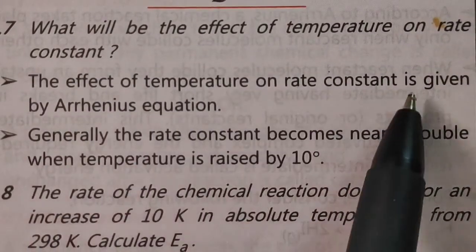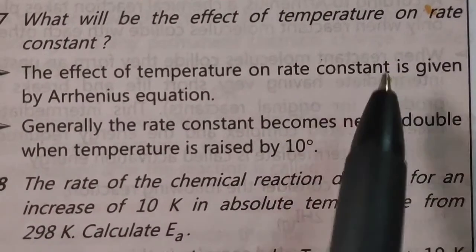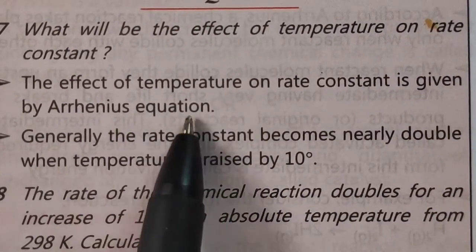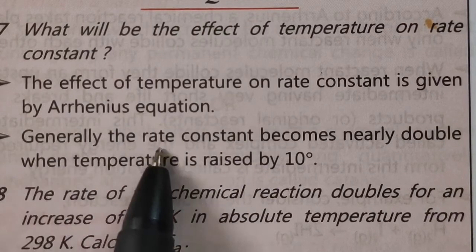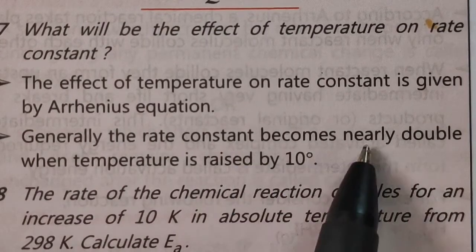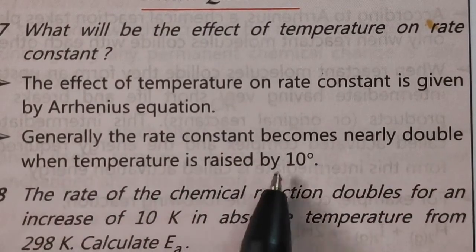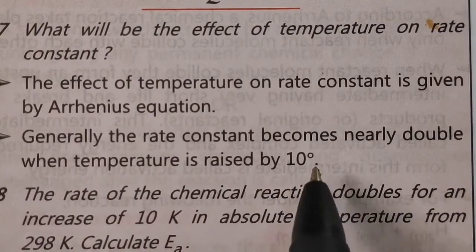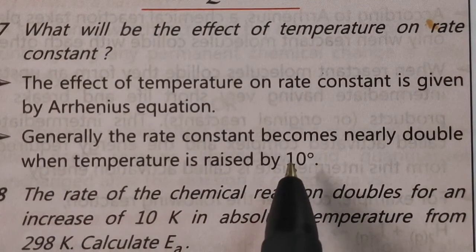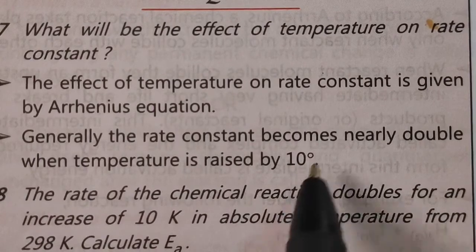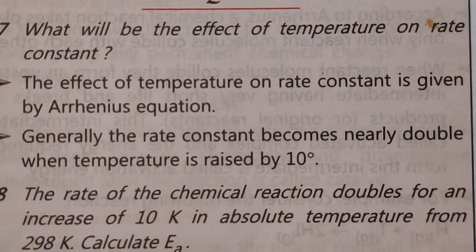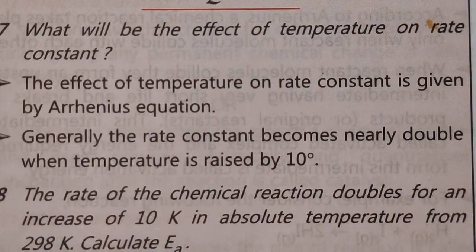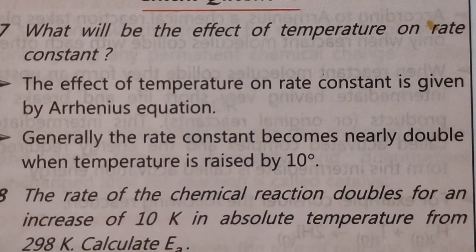The effect of temperature on rate constant is given by which equation? The Arrhenius equation, what you have seen. Generally the rate constant becomes nearly double when the temperature is raised by 10 degrees. This we have seen in our concept. So if you increase by 10 degrees, the rate constant will double. Understood? So this is the effect of temperature on rate constant. You can write this down in your fair book.